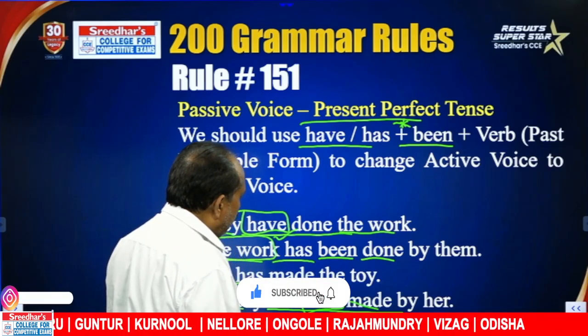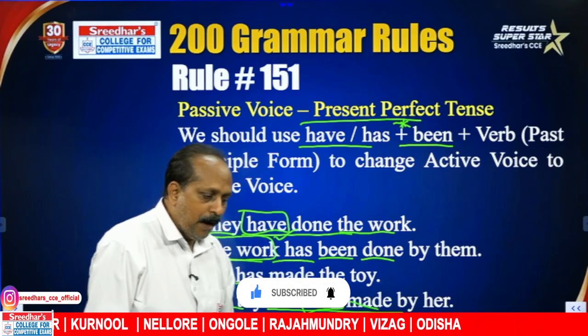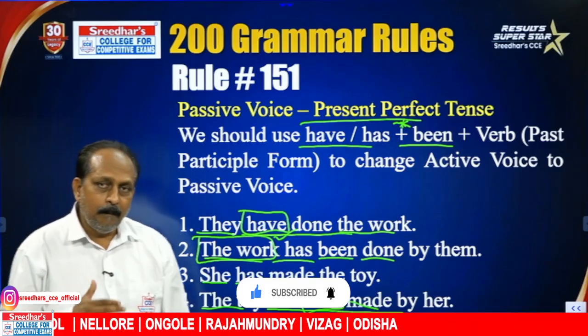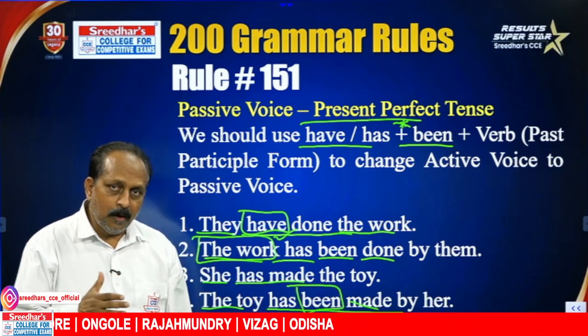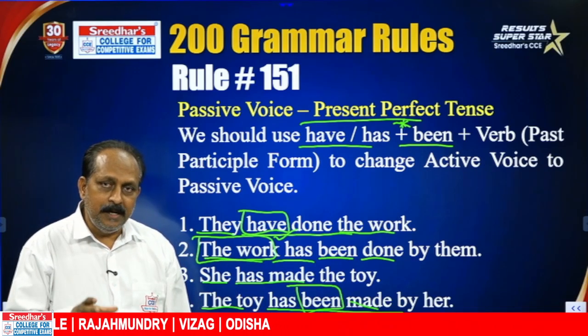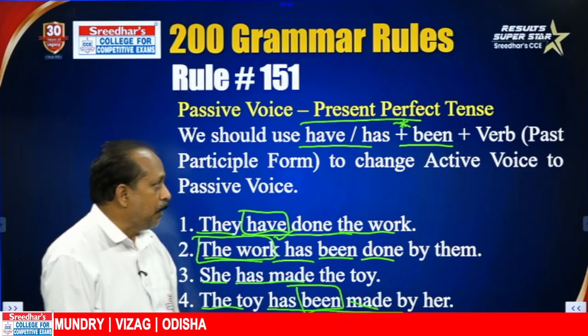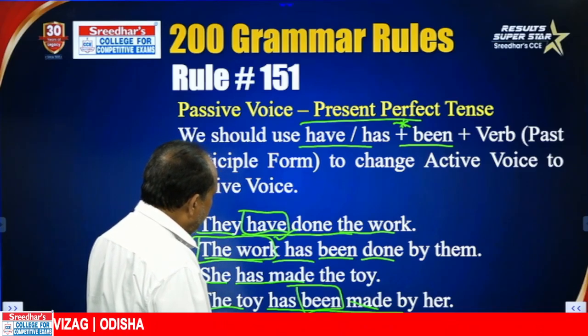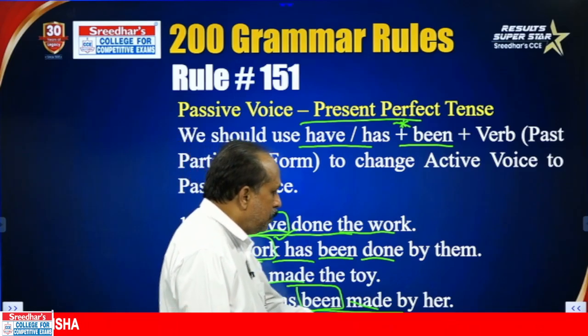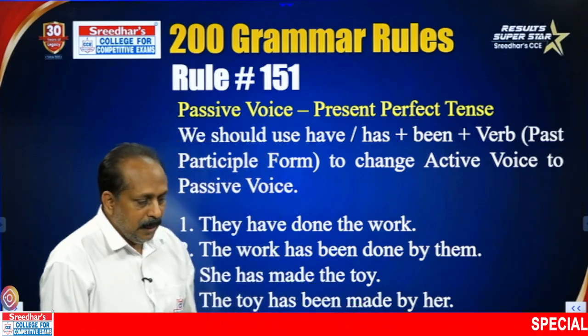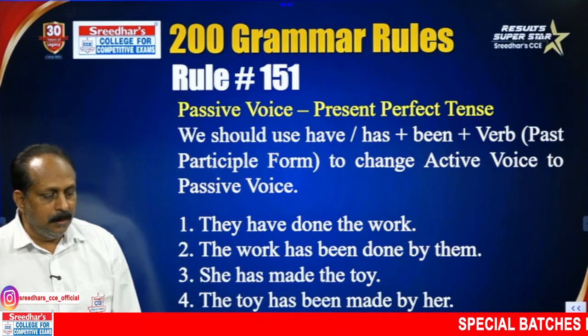The toy has been made by her. What is the pattern? Have or has, based on the subject, plus been plus verb past participle form: has been made. Very important tense. Now what happens here, these examples are very simple, familiar examples.